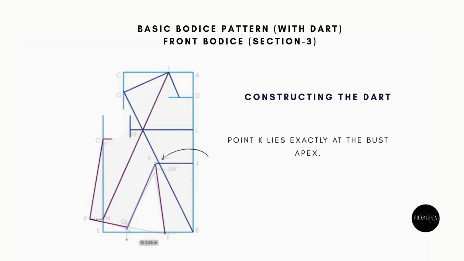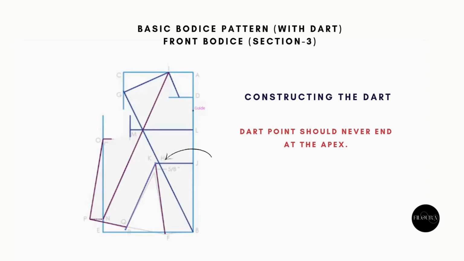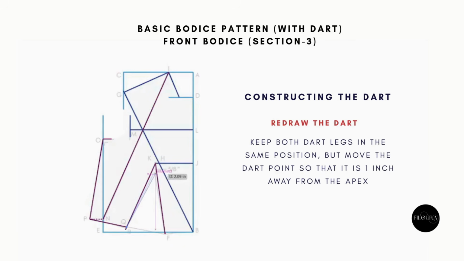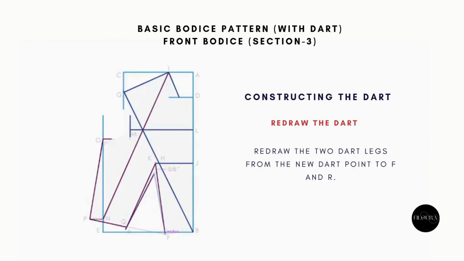Notice that point K lies exactly at the apex. When drafting a front bodice dart, the dart point should never end at the apex. Instead, it should stop at least 1 inch before the apex to achieve a smooth and natural fit. Using the guideline, we will redraw the dart. Keep both dart legs in the same position but move the dart point so that it is 1 inch away from the apex. Then redraw these dart legs from the new dart point to F and R.